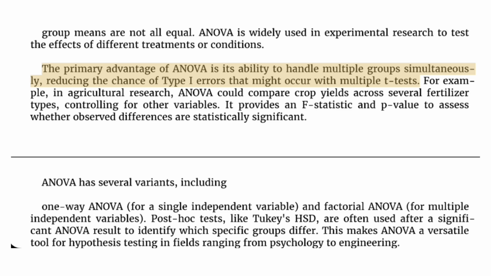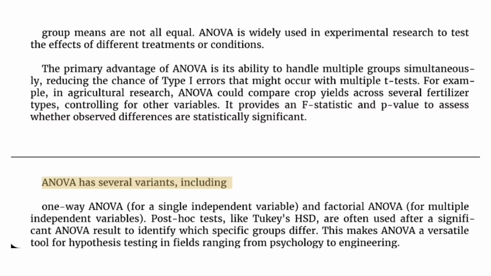The primary advantage of ANOVA is its ability to handle multiple groups simultaneously, reducing the chance of type 1 errors that might occur with multiple t-tests. For example, in agricultural research, ANOVA could compare crop yields across several fertilizer types, controlling for other variables. It provides an F-statistic and p-value to assess whether observed differences are statistically significant.